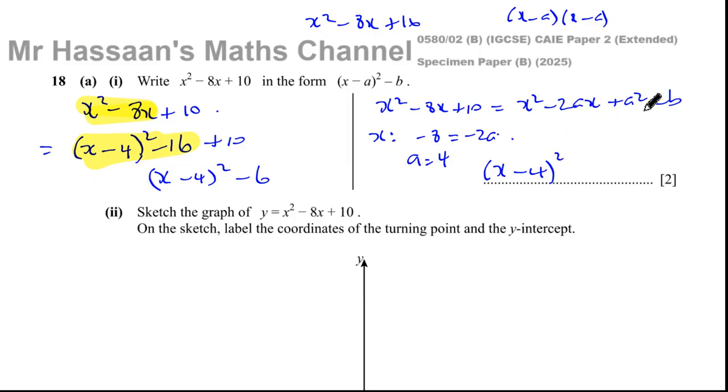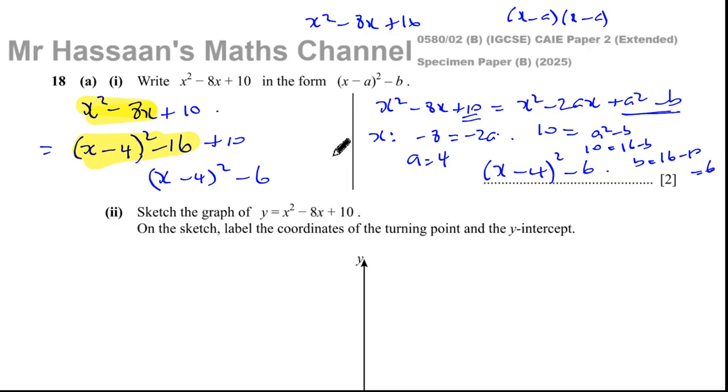Okay, and then for b, I can say that the constant term here is 10, and that's equal to the constant on this side, which is a squared minus b. And I know a is 4 already, so 10 is equal to 4 squared, which is 16, minus b. If I rearrange this, b is going to be 16 minus 10, which is 6. So it's minus 6, because there's a minus there.